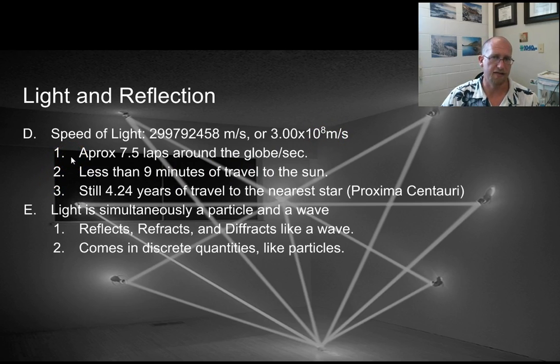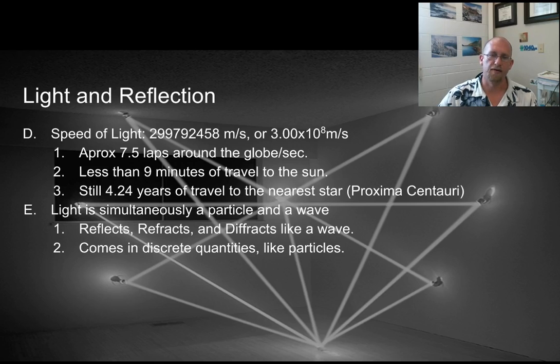A photon of light, if it were in a circular track, could lap the Earth 7.5 times a second. So 1, 1,000, 2, 1,000, 3, 1,000: 7.5 laps around the globe every second. That's pretty stinking fast. But it still takes 9 minutes to travel to the sun. So we're about 9 light minutes away from the sun. And it would take, at that speed, 4.24 years to get to the nearest star, Proxima Centauri. So the universe is a big place. God is a big God.